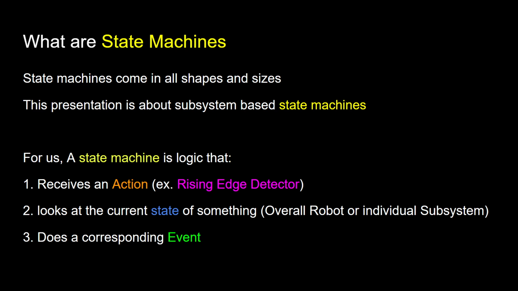All right, a state machine is a sort of logic that takes an action, and we use rising edge detectors by the way for our actions, and looks at the current state of something, and does a corresponding event. The type of state machines we're going to be using today are subsystem based state machines, which means it's going to look at the individual state, like the specific state of the subsystem, whatever subsystem you're talking about.